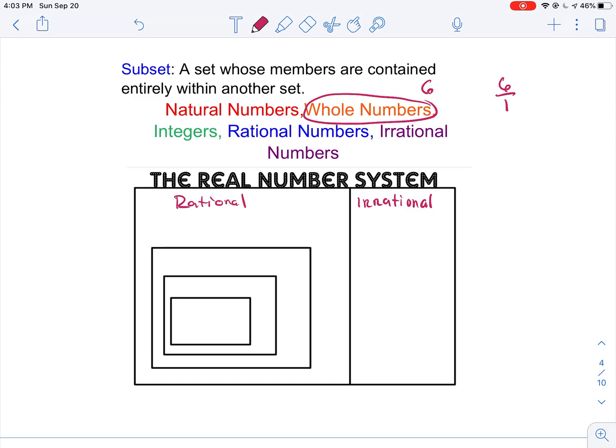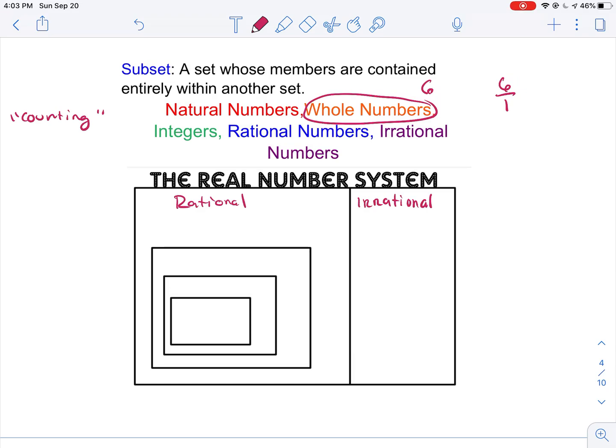Okay, so now we need to group the rest of them. The groups that we need to consider are the natural numbers, the whole numbers, and the integers, right? Each one of those is going to be a box. Well, hopefully we can remember what the natural numbers are. Natural numbers are what we call counting numbers. They are numbers that you can physically count.